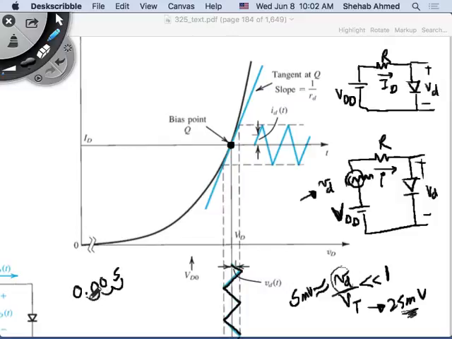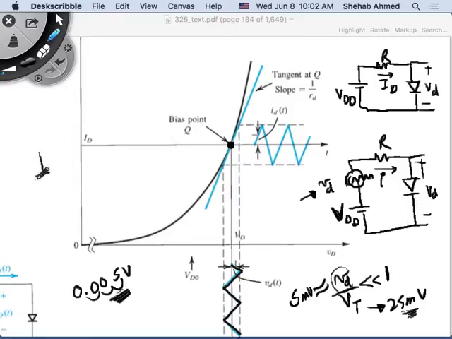So 0.005, right? 1, 2, 3, 5 millivolts, so 0.005 volts, right? If I am going to put a source of 0.005 volts, is this diode going to forward bias? What is the minimum VDD required to push current through the circuit? Remember, I have to overcome my forward voltage.